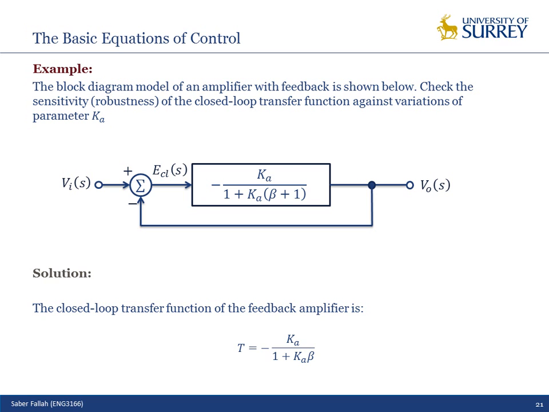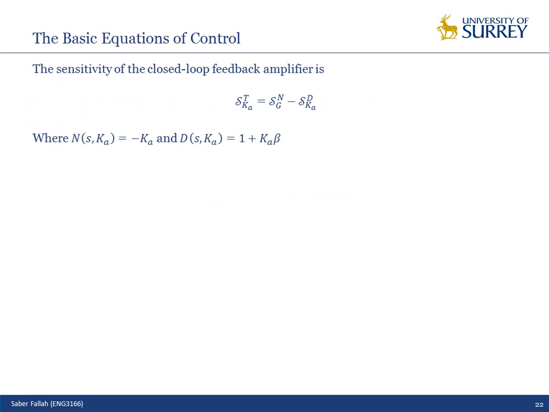According to the relation, we want to check the sensitivity of T against variation in Ka. So it will be equal to S, the sensitivity of the numerator against G. Sorry, it's not G, it's Ka. This one is a typo, it's Ka. Minus the sensitivity of the denominator against Ka. What is the numerator? It is minus Ka. And the denominator is 1 plus Ka beta. So first I need to calculate the sensitivity of the numerator and the denominator against parameter Ka.